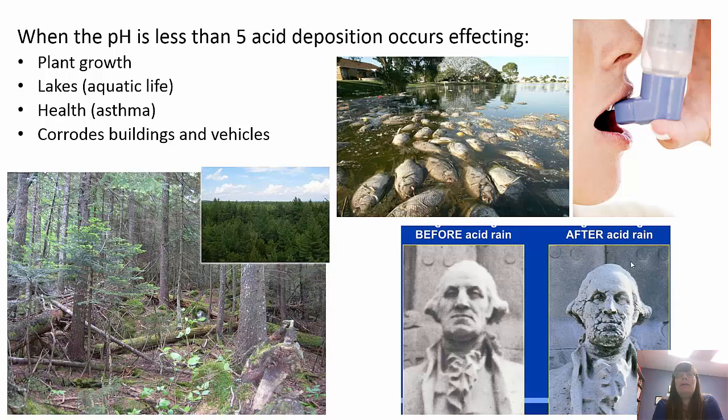Forests can be completely destroyed. The picture of the before and after over there. It causes asthma, and as I said, corrodes buildings and vehicles. So look at the picture of the statue before and after acid rain. So it's a serious problem. So we really need to start conserving, recycling, reusing, stop driving if it's possible to lower the carbon emissions, try to start finding alternative sources of energy so we don't have to burn as much fossil fuel, and also plant more trees. Trees will take up carbon dioxide.